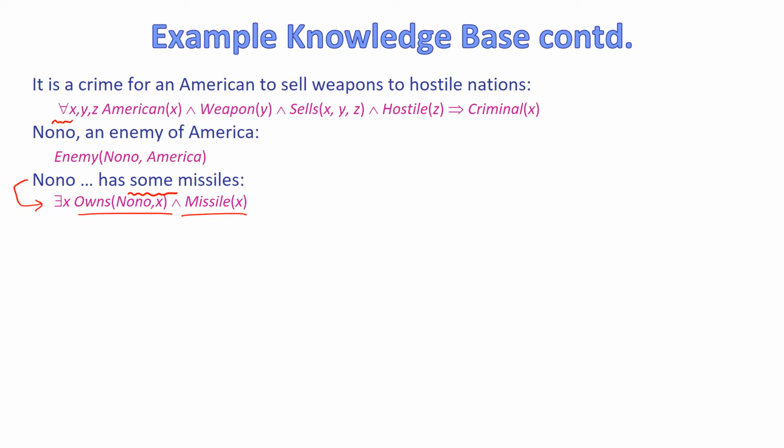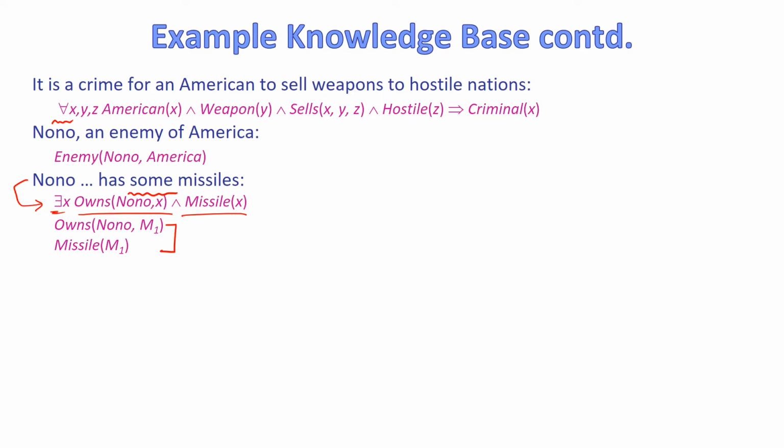Now we have a problem. We said that we have to have definite clauses, and if there is any variable, it has to be universally quantified. That's not universally quantified. That's existentially quantified. So we have to instantiate it. We have to replace X with maybe M1, which means Missile. So we replace X with M1, so we'll now have two predicates: Missile(M1), which means M1 is a missile, and Owns(Nono, M1), which means Nono owns M1.